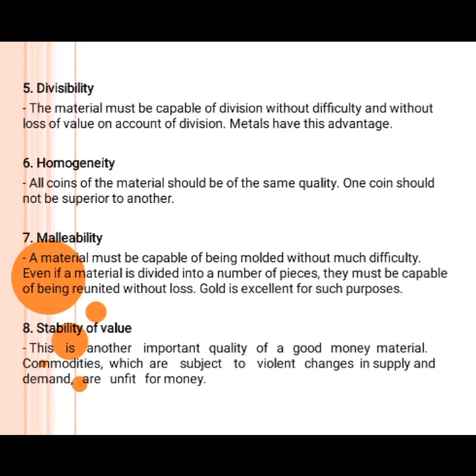Seventh is malleability. A material must be capable of being molded without much difficulty. Even if a material is divided into a number of pieces, they must be capable of being reunited without loss. So gold is excellent for such purposes. Gold is malleable. And lastly is the stability of value.